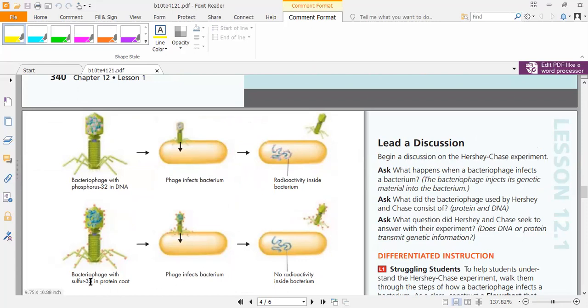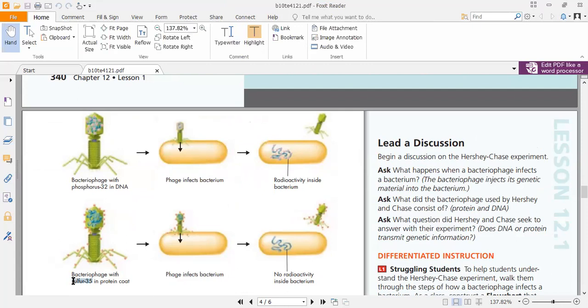Then, in another experiment, they radio-labeled the protein with sulfur 35. Then they allowed the virus to infect the bacteria, and they found out that the sulfur 35 is found outside the bacteria. In this case, the virus injected its DNA into the bacteria, and left its protein coat outside of the bacteria. So the DNA that was injected inside the bacteria must be the genetic material.